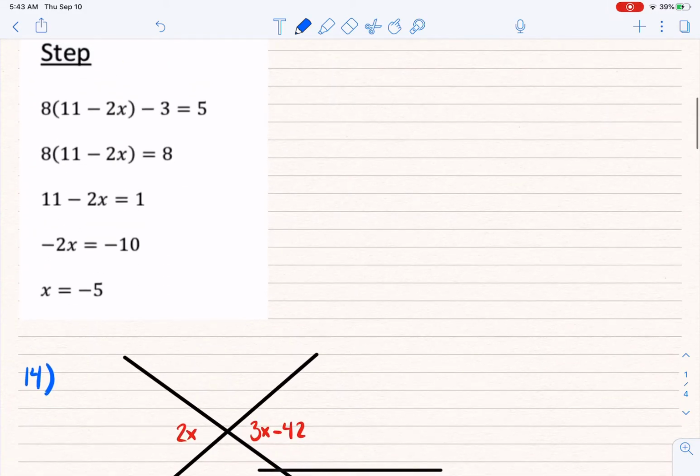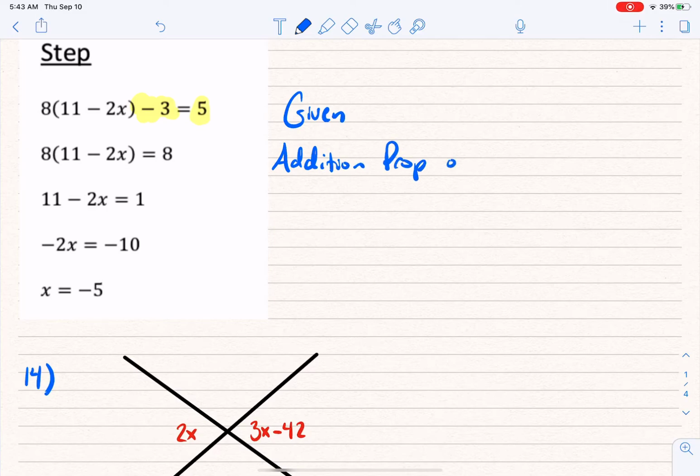Next problem looks something like this. And again, it should have been really easy to walk through. So the first one, we just established that this is what was given to us. On the second one, we look at what changed. Well, the 5 becomes an 8, and this -3 is gone. So clearly we added 5 to both sides, so it's the addition property of equality.